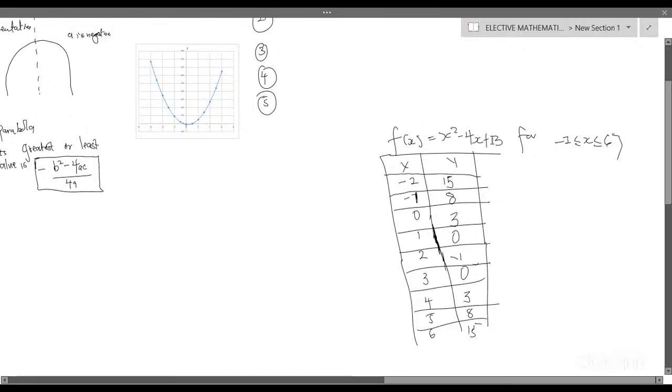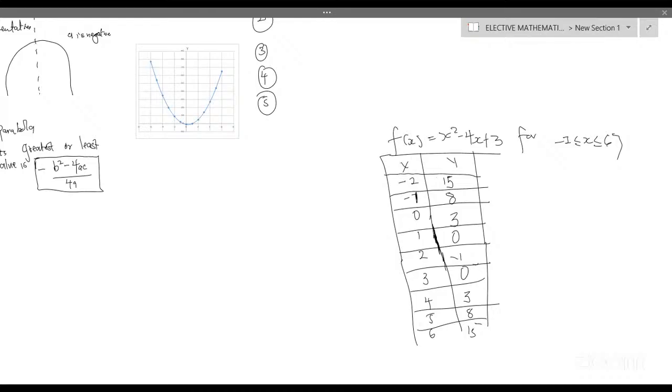So let's transfer this onto our Excel sheet and let's see how we are going to plot the graph. You're welcome back here.